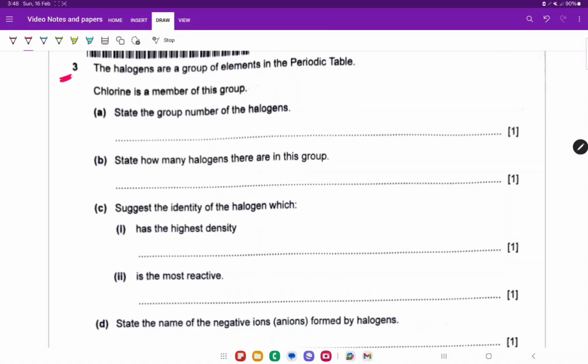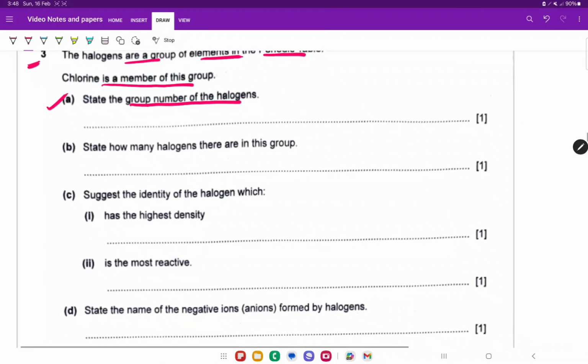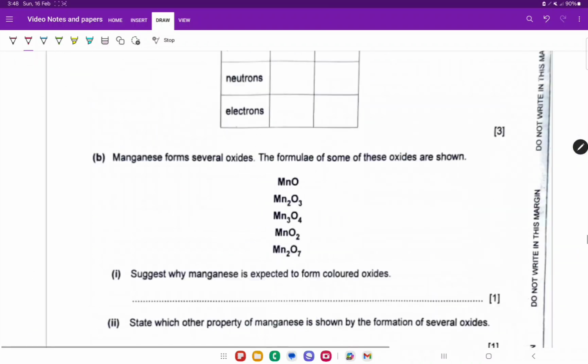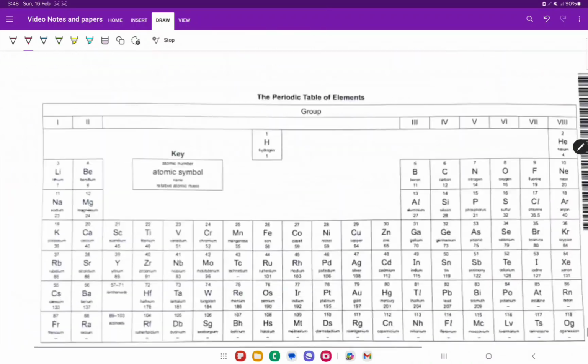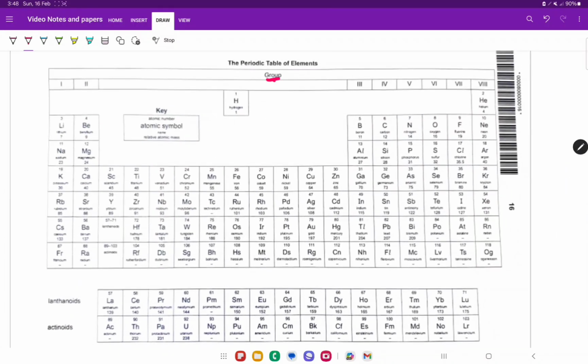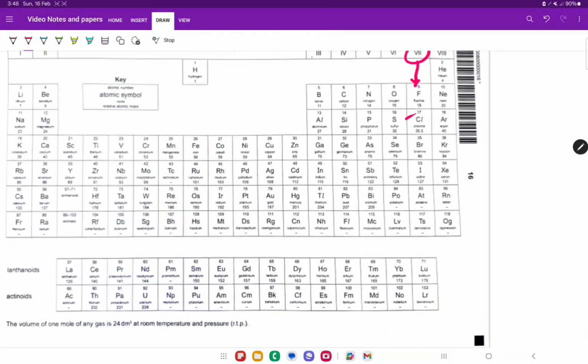Now question number 3: the halogens are a group of elements in the periodic table and chlorine is a member of this group. Part A says state the group number of the halogens. For this we require the periodic table that is given in your paper at the end. As we scroll down to the periodic table, we see that it has groups written: first, second, third, fourth, fifth, sixth, seventh. So this is halogens and chlorine is a member of this group.